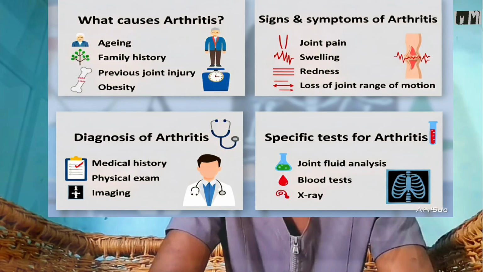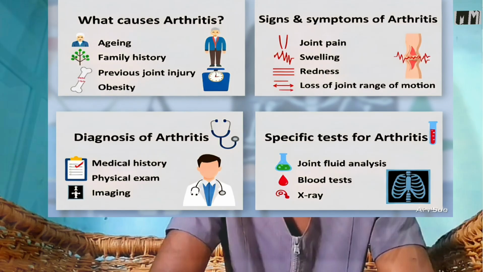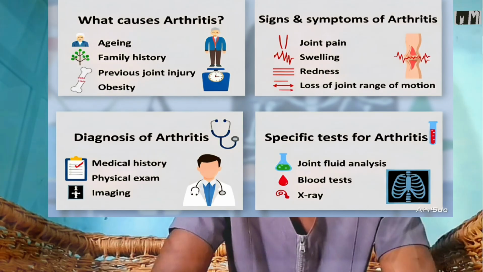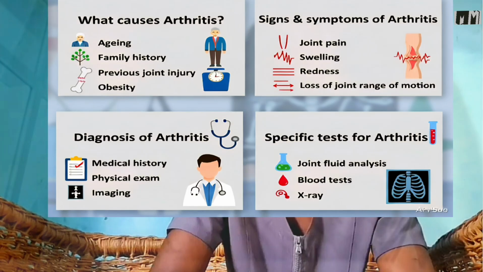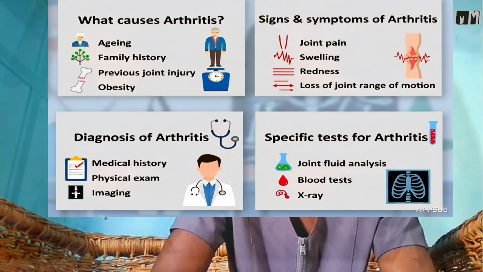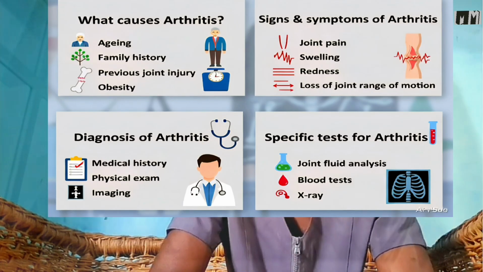So, one is what causes arthritis. We'll discuss the causes of arthritis. Two, what are the signs and symptoms of arthritis? Then three, what are the types of arthritis? Then four, how do we diagnose arthritis? Then five, what tests can be done to identify patients with arthritis?